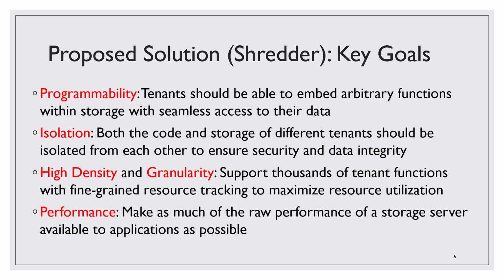The last goal is performance. We want to make as much of the raw performance of a storage server available to applications as possible. One aspect of performance that they measure in the paper is throughput. And that's also affected by what they call CPU scalability, which is the effectiveness of parallel processing. Do we make use of multiple cores effectively, or does significant potential get wasted from those cores? And that's affected by the design of Google's V8.